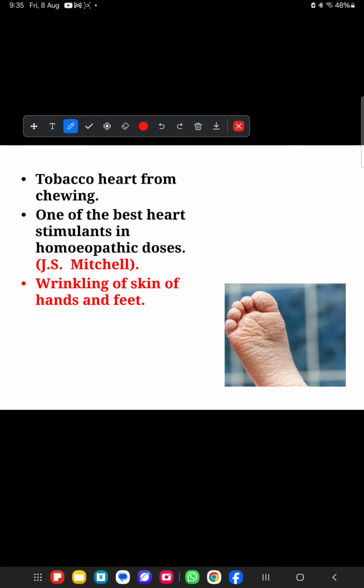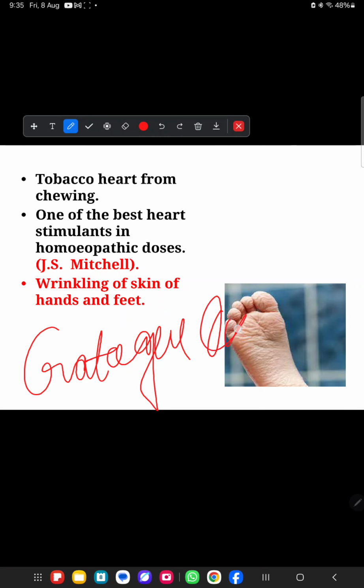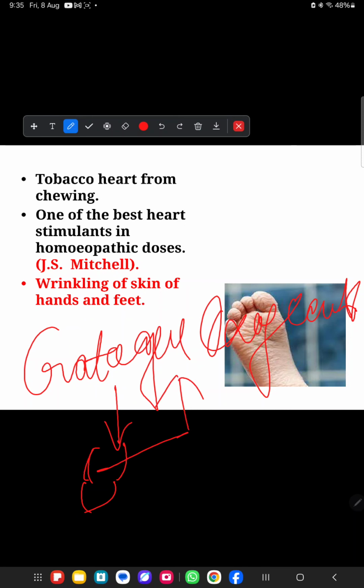Can anyone tell me the name of the medicine? Which medicine is called heart tonic? That is Crataegus. Crataegus oxycantha is the medicine. Where the mention of heart tonic is there, this is a heart tonic, Crataegus oxycantha. And this is said by J.S.